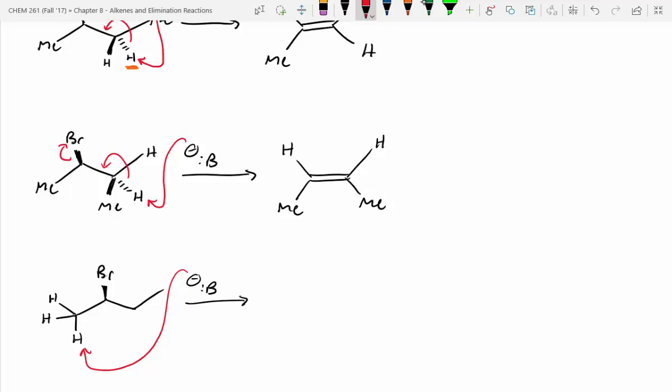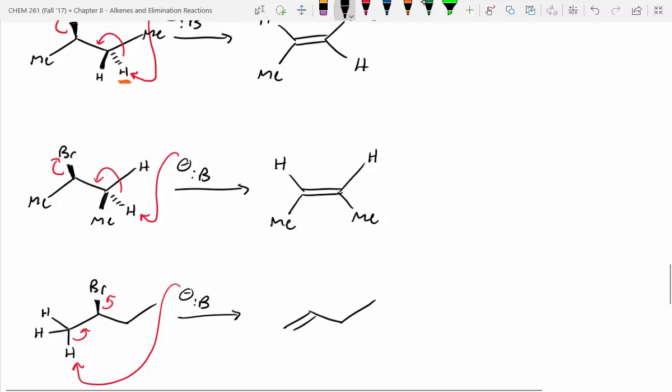So we grab one of these beta protons, clamp down, kick off our leaving group. Does it matter which one of those beta protons we select? No, it doesn't matter at all. So this would be our 3rd product.